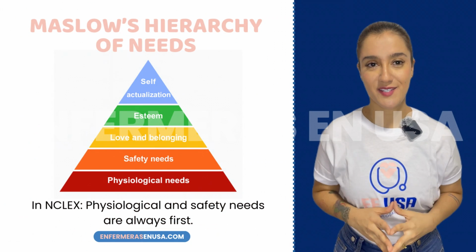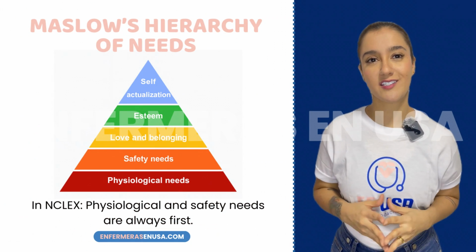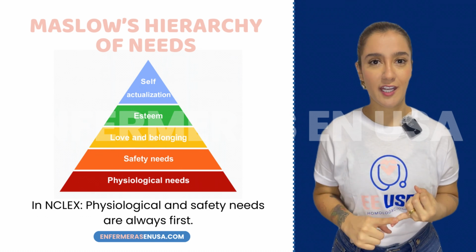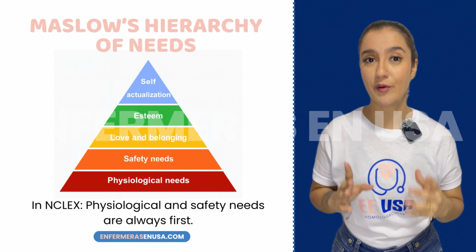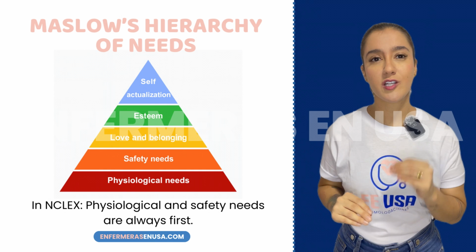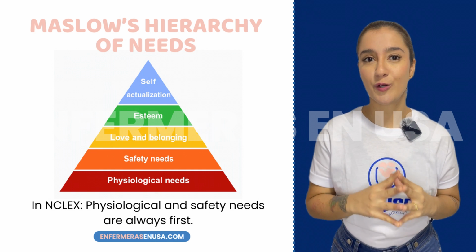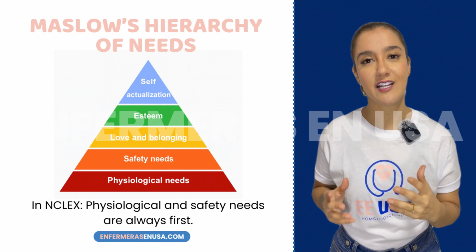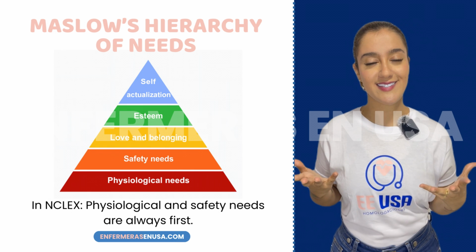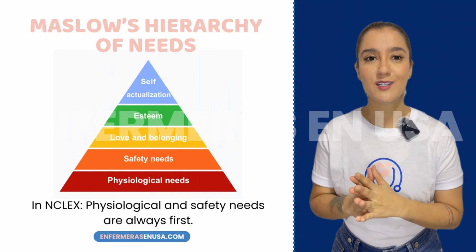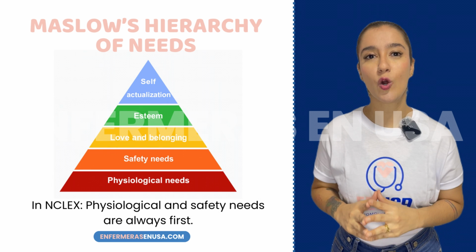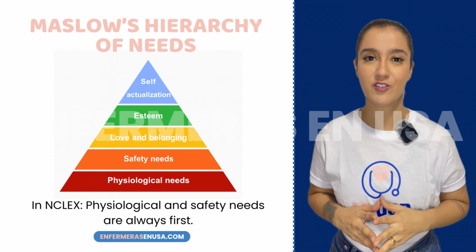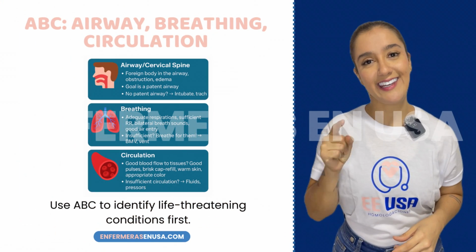Maslow's hierarchy of needs. Maslow taught us that human needs are organized in levels. At the base are physiological needs: oxygenation, nutrition, elimination, and rest. Then comes safety, which includes hemodynamic stability and injury prevention. Higher up are social needs, self-esteem, and finally self-actualization. How do we use this in the NCLEX? Simple. When you have to choose between addressing a physiological need or an emotional one, always prioritize the physiological and the immediate safety concerns.